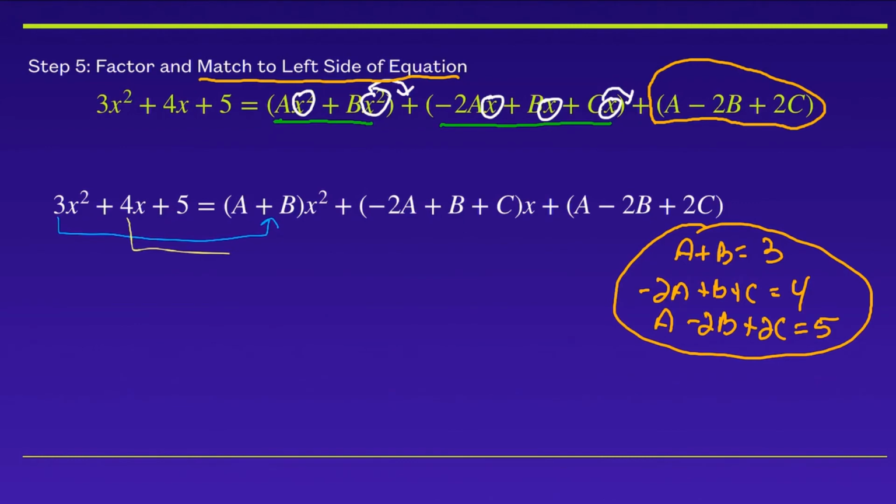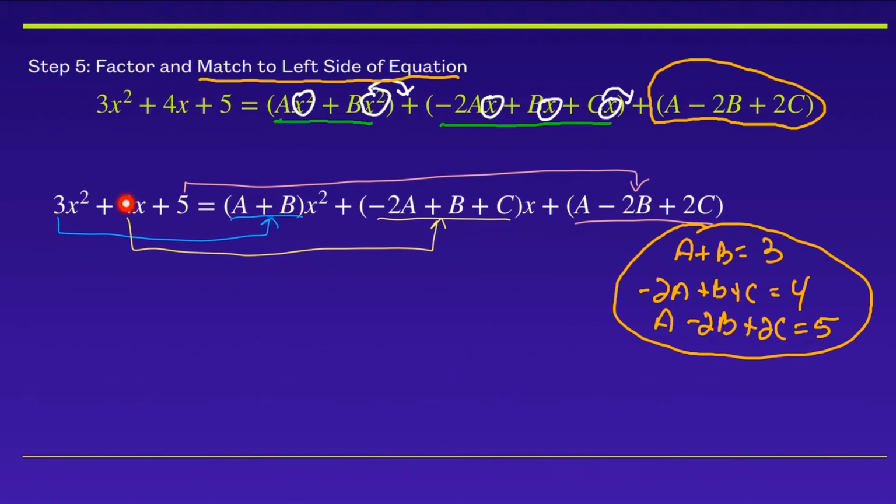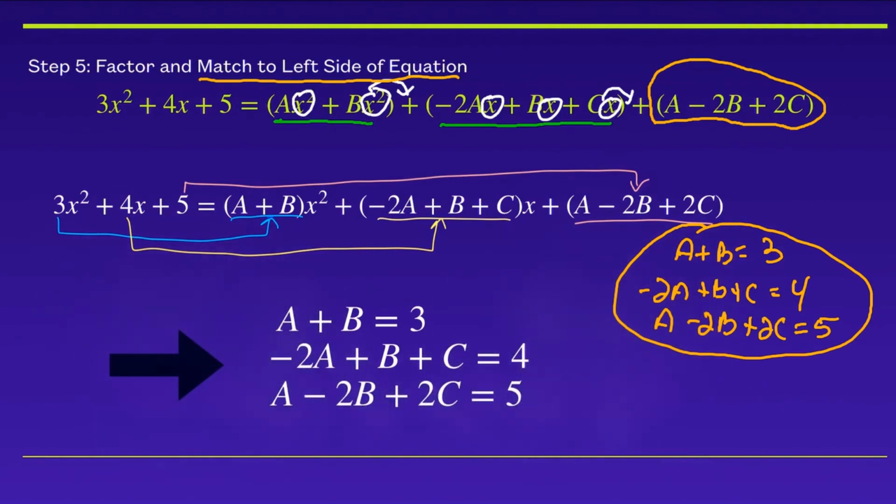So here's the little animation that I did. You can see it all match up. This 3 again is going to match up to a plus b. This 4 will match up to negative 2a plus b plus c. And then the 5 is linked up with a minus 2b plus 2c. So again, here's the system. It's going to drop down. And you have a plus b equals 3 is what I have. Negative 2a plus b plus c equals 4. And then a minus 2b plus 2c equals 5.